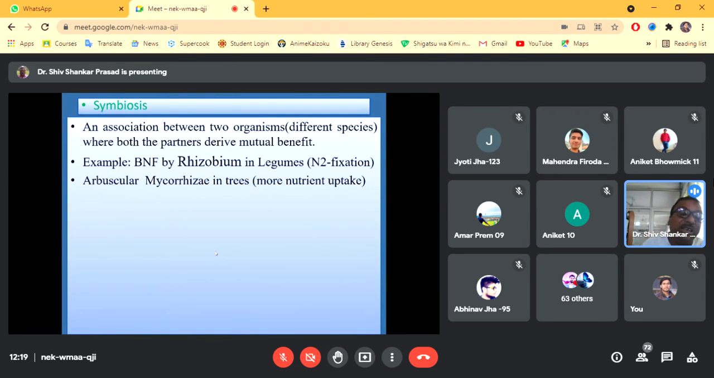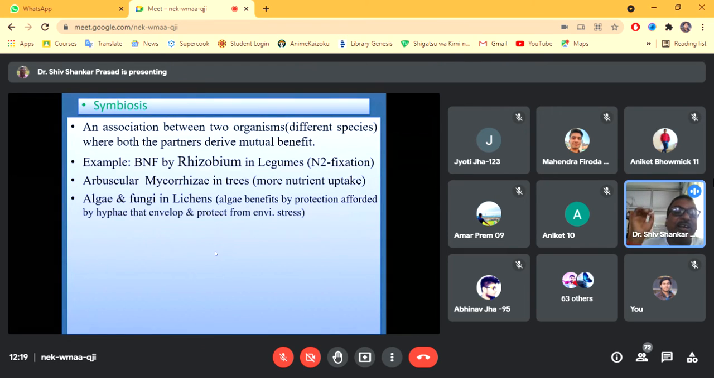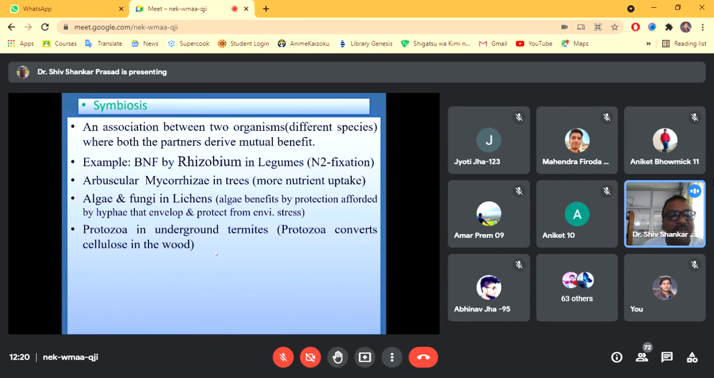But when the interactions are there with the plant system, another one is the algae and fungi relationship in lichens. Okay, so algae benefit by the protection that is afforded by the hyphae that envelop and protect them from the environmental stress. Another one is the protozoa in underground termites.